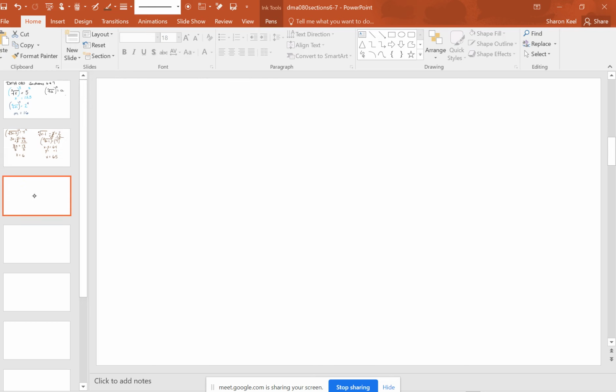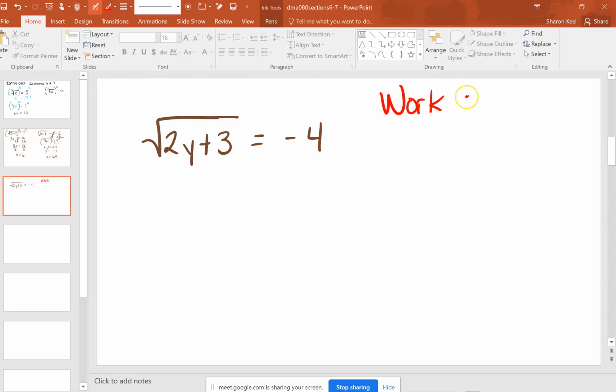Now, for this particular problem, the square root of 2y plus 3 equals -4. For this one, they always give you a little hint, and they tell you to work smart, not hard. They're giving you a hint here, and I believe even on the test, you do have one actually like this.